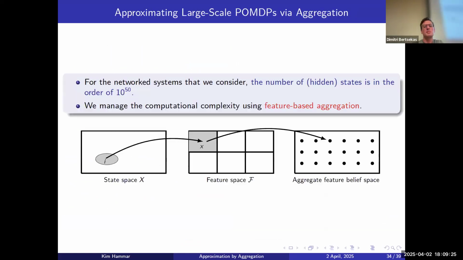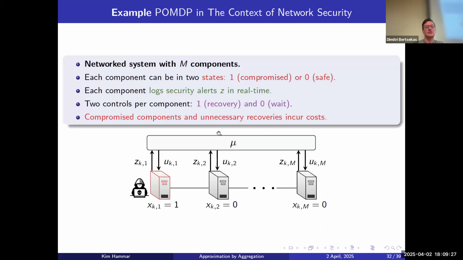Yeah, the cost is basically like this. I didn't give the formula here, but it's basically a sum formula where you want to minimize the number of compromised components. So basically the sum of all the states, because the state is going to be 1 if it's compromised. You want to minimize that sum. And you also want to minimize the sum over the controls, because the control is going to be 1 if you do recovery. And each recovery incurs a cost.